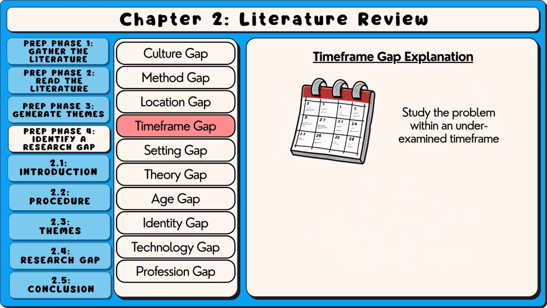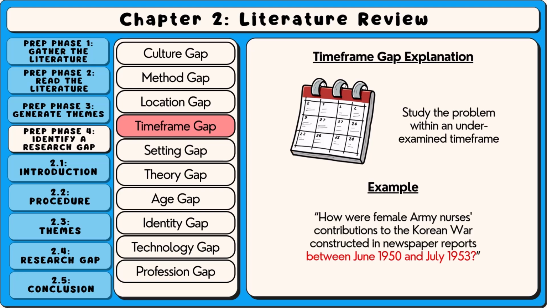The next type of gap is a time frame gap, where you study the problem within an under-examined time frame. For example, you could say, how were female army nurses' contributions to the Korean War constructed in newspaper reports between June 1950 and July 1953?